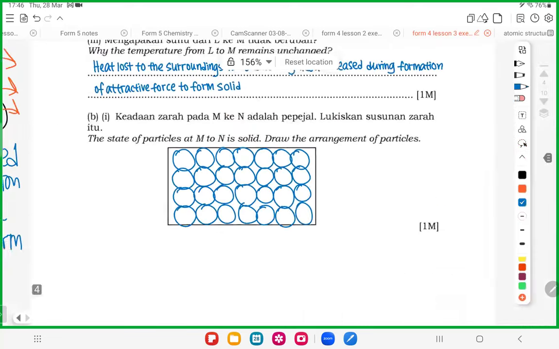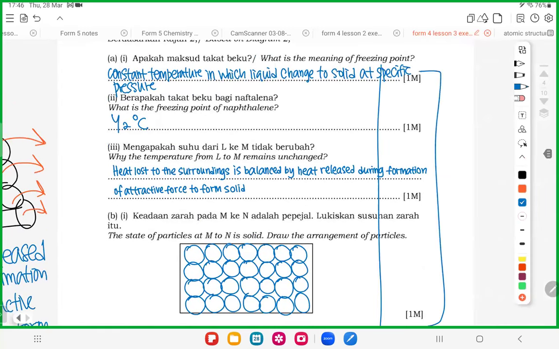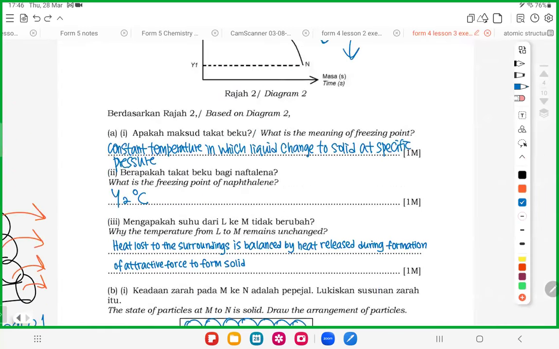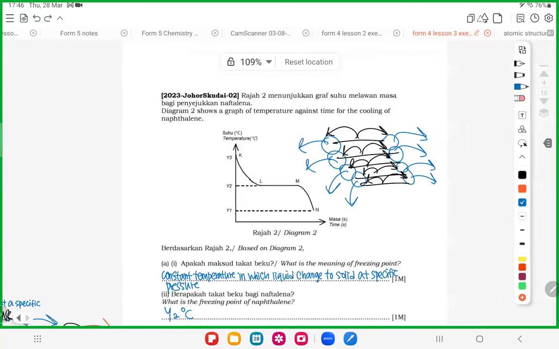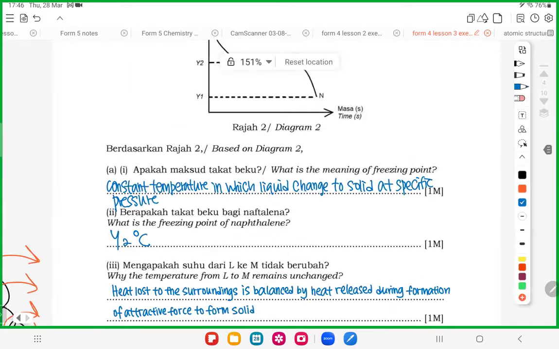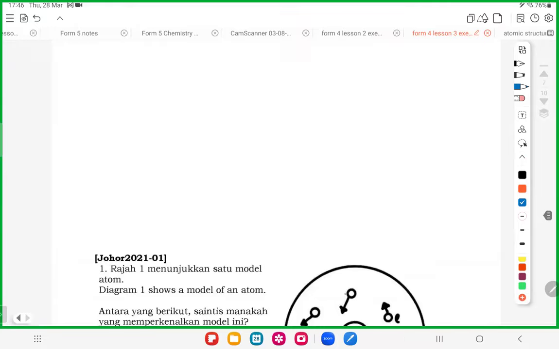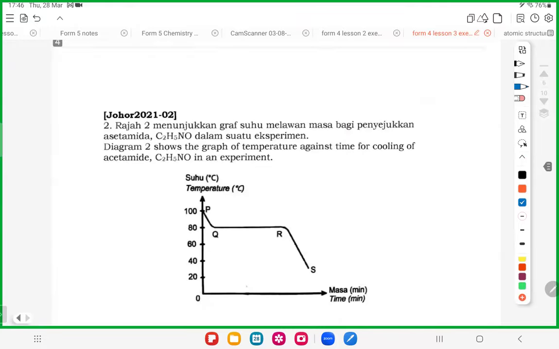Yeah? So this will be the second question. This question, the full mark is 4 marks. I hope you understand how it works. So if you really know how to do this question, you're able to score 4 marks in the Johor trial exam paper year 2023. Okay, so now we have another two more to go. Then we finish with this already. Okay, next one.